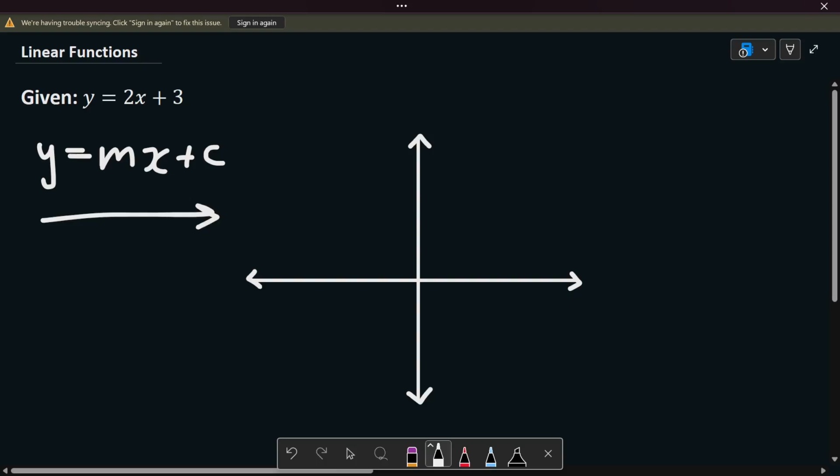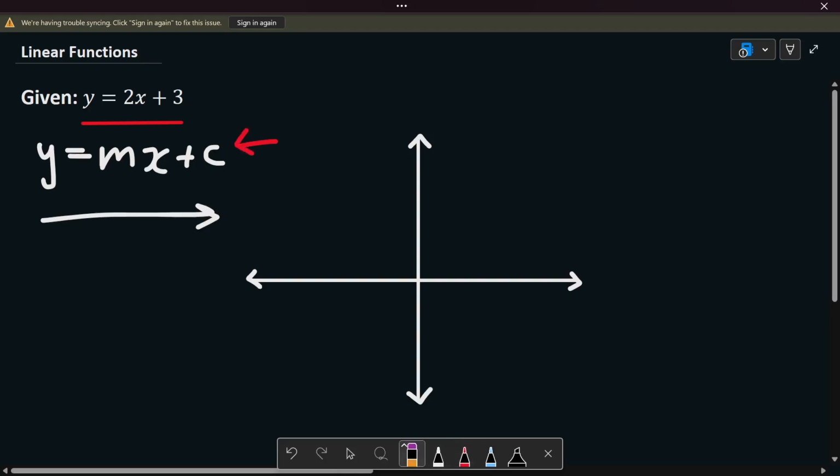y equals mx plus c. If it's not in that form, then you're going to have to manipulate the function such that you actually get that form. Or they're going to give you a random equation and you actually have to make y the subject of the formula. We'll go into another example after this one, and we can see how we can go about solving that. But for now, in this question, given y equals 2x plus 3, we can clearly see that that is in the form of y equals mx plus c.